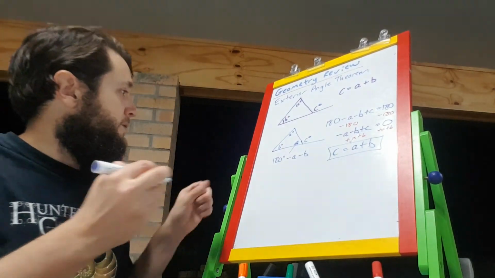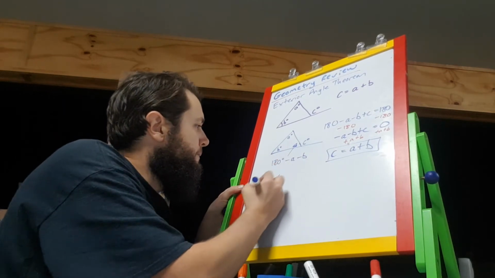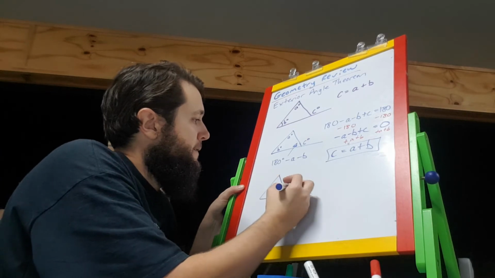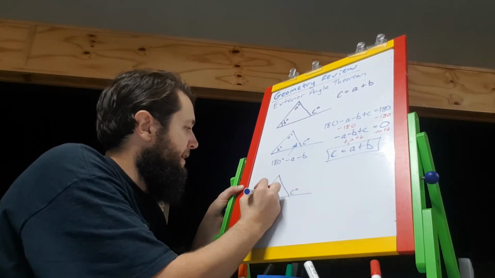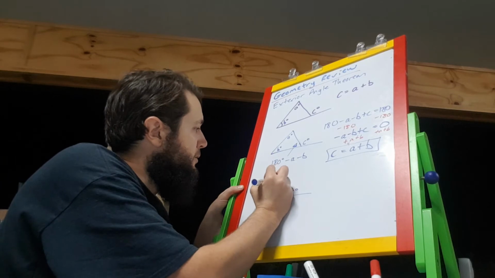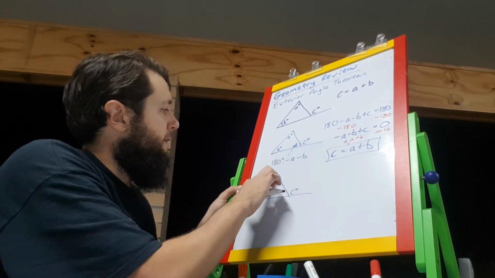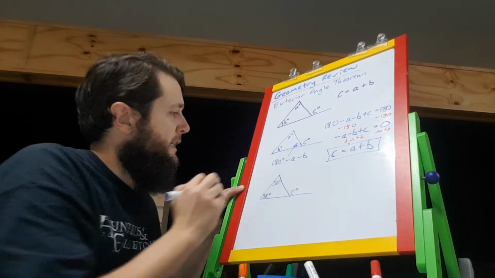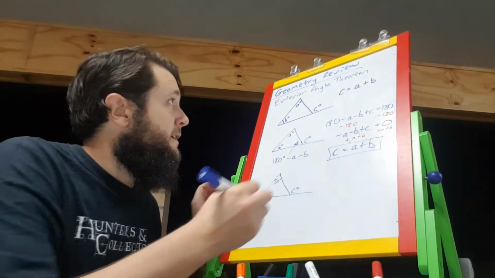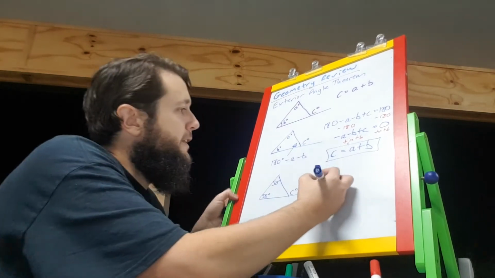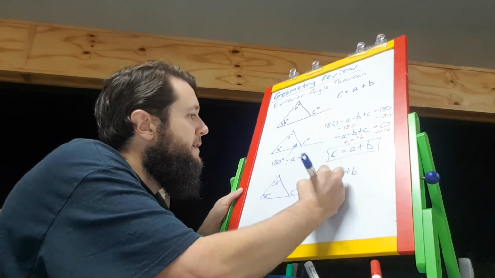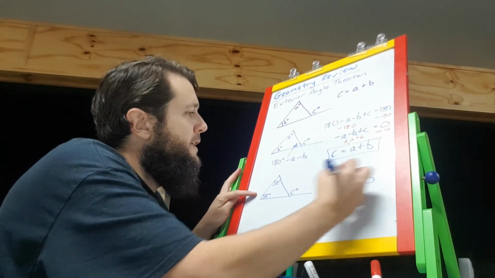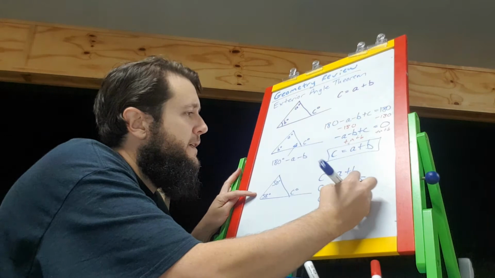But let's now use it briefly in an example. C, I'm going to call that 58 degrees. I'm going to call that 50 degrees. And you could be asked, well, what's C? So you quote the exterior angle theorem. C is A plus B. So it's going to be that angle plus the other one. The angle C there is going to be 108 degrees.